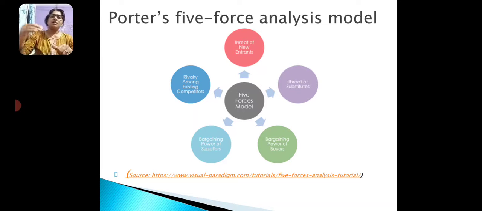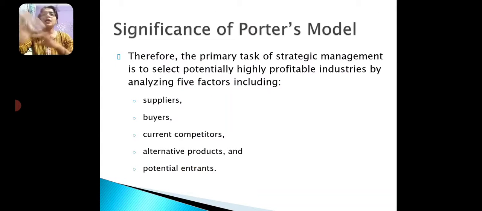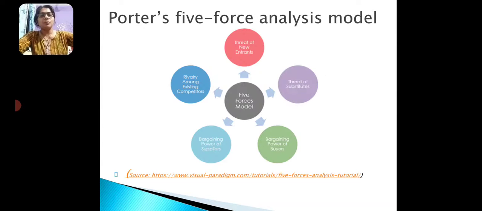position. So again, just to recap, what are the five forces? Before that, if we see any industry, the five important elements of any industry are the suppliers, buyers or the customers, competitors, substitutes for that industry's products, and the potential entrants. So Michael Porter takes these five elements of any industry.